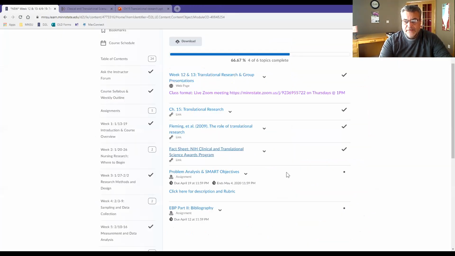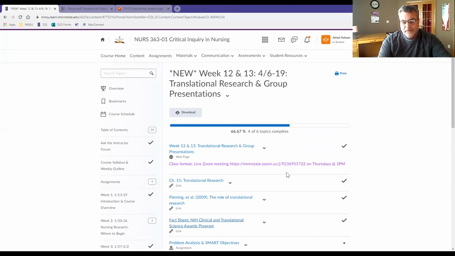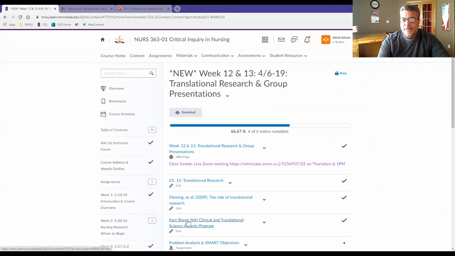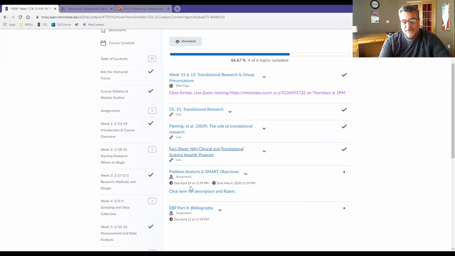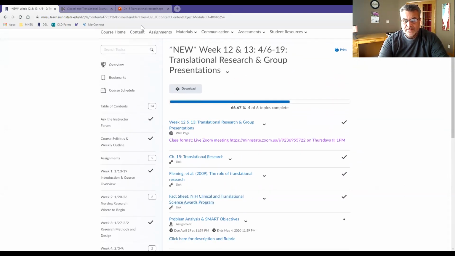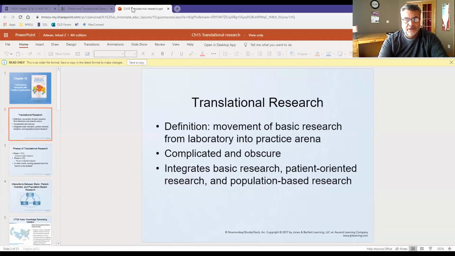And also, at the end of week 12, you'll have assignments due: the bibliography, the second assignment in your evidence-based paper. The week following that would be the individual problem solving or problem analysis and SMART objectives. This is an individual one. You can check it out, and it's due the week after that. So let's just dig in and see what this is all about.